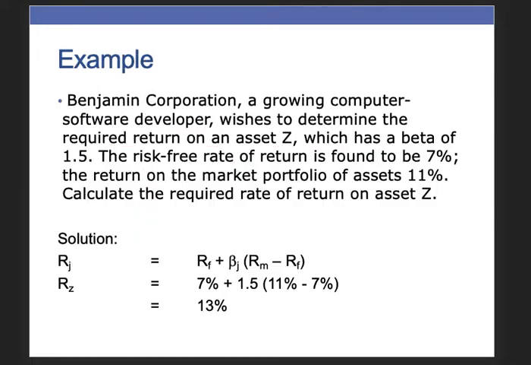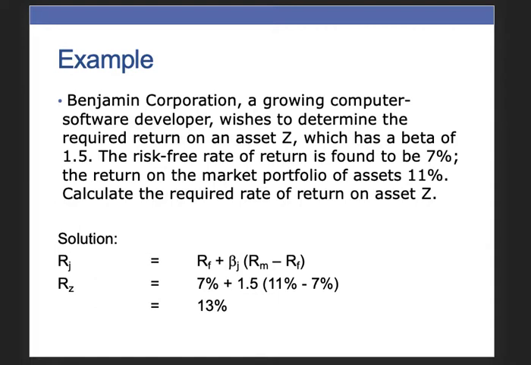Okay, so here is the example. Ini example kalau you tengok, it's very simple sebab it's a very direct question. Benjamin Corporation, a growing computer software developer, wishes to determine the required return on an asset Z, which has a beta of 1.5. The risk-free rate of return is found to be 7%. The return of the market portfolio of assets is 11%. Calculate the required rate of return of asset Z.